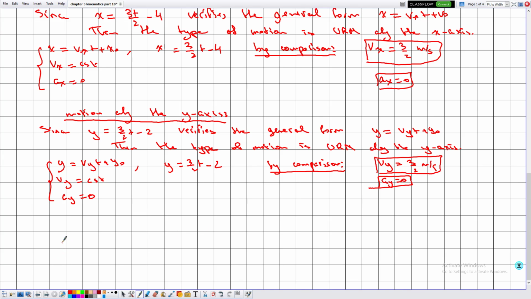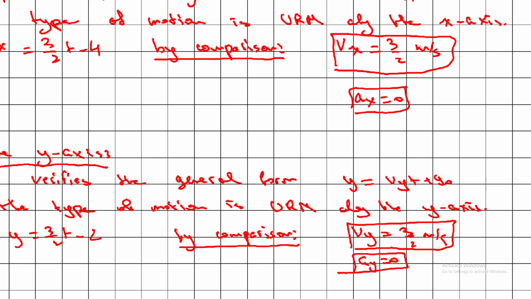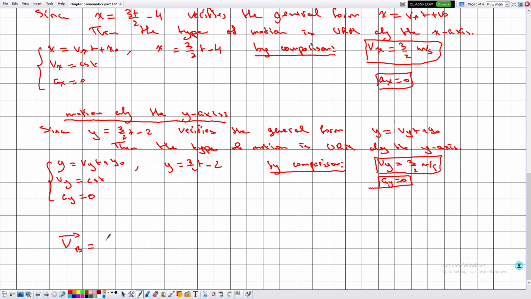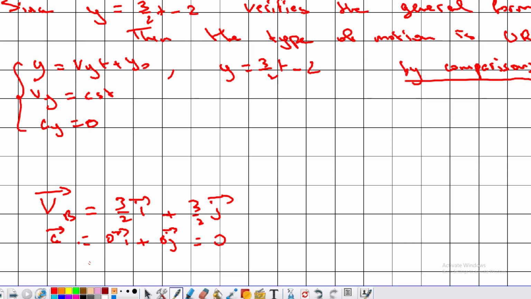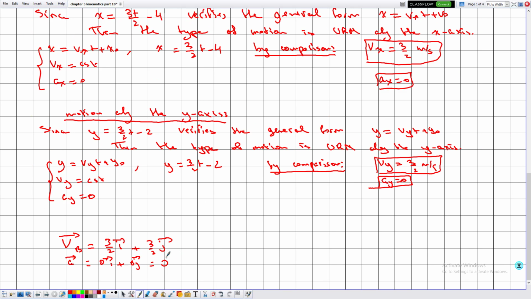So in this case now we can express the velocity of the particle B, which is given by 3 over 2 i plus 3 over 2 j, and as for the acceleration, it's given by 0 along the x and along the y, so it's 0i plus 0j, which is equal to 0. Notice that this is a vector quantity, so vectors must exist on the left and on the right.